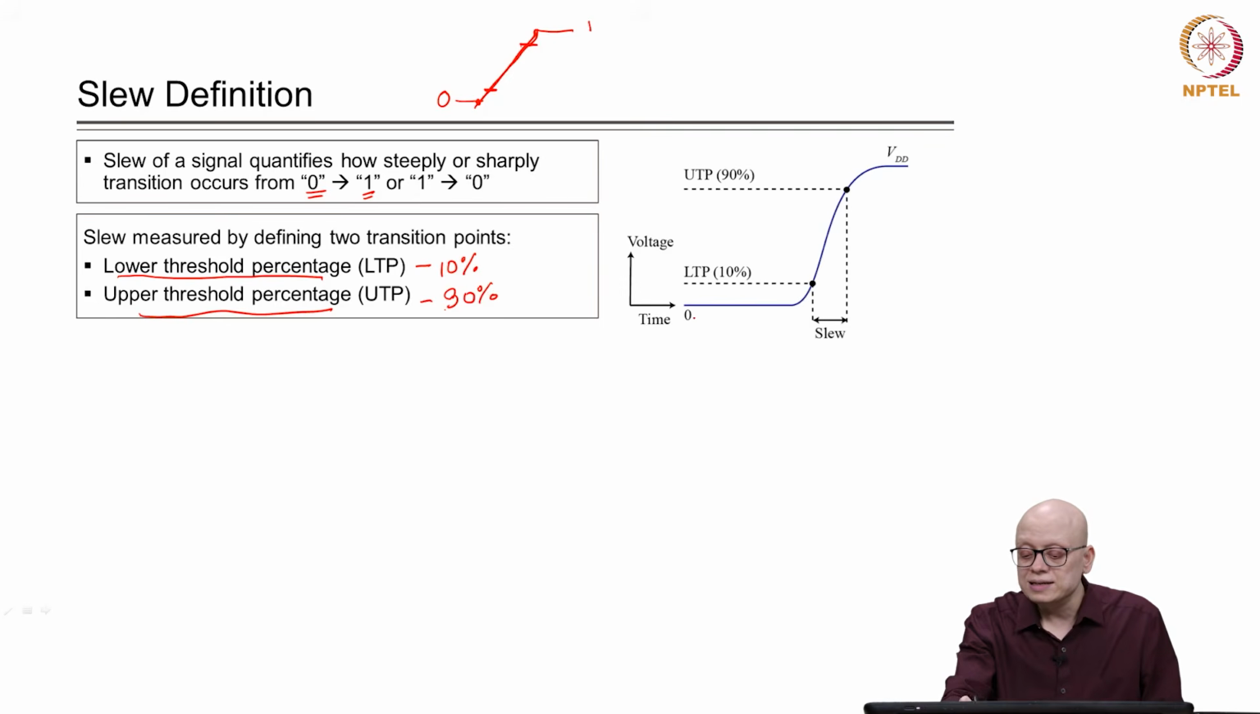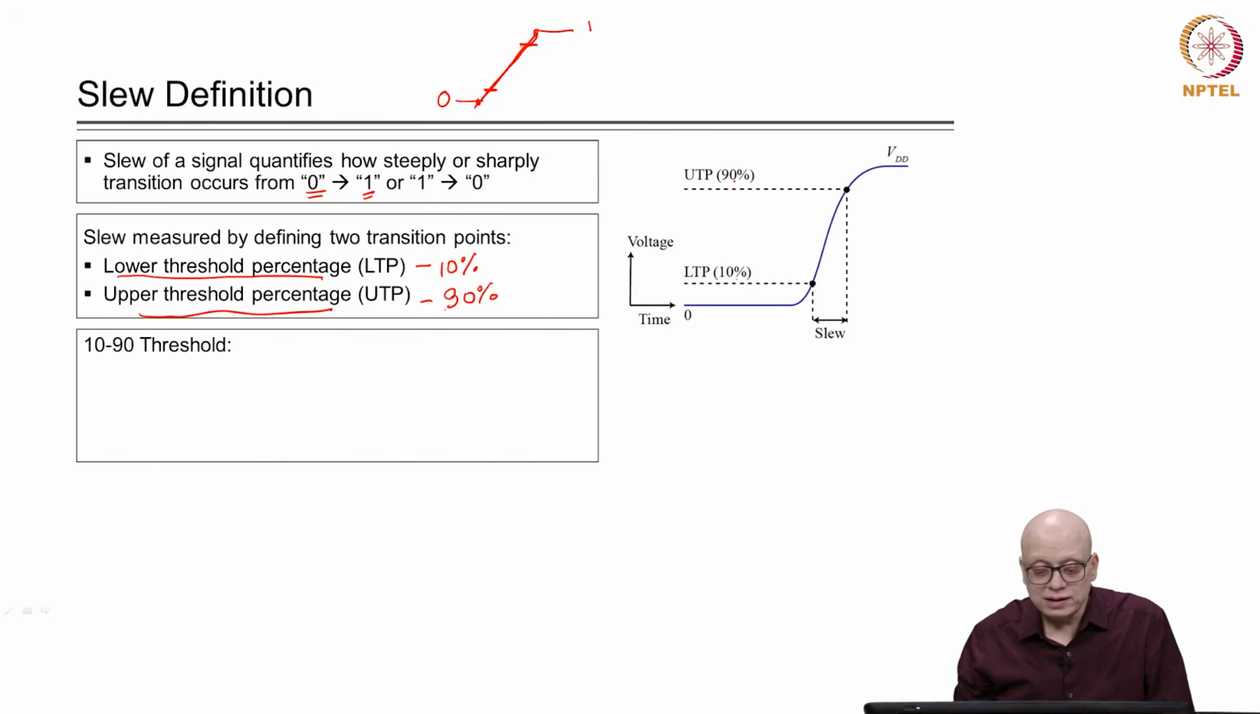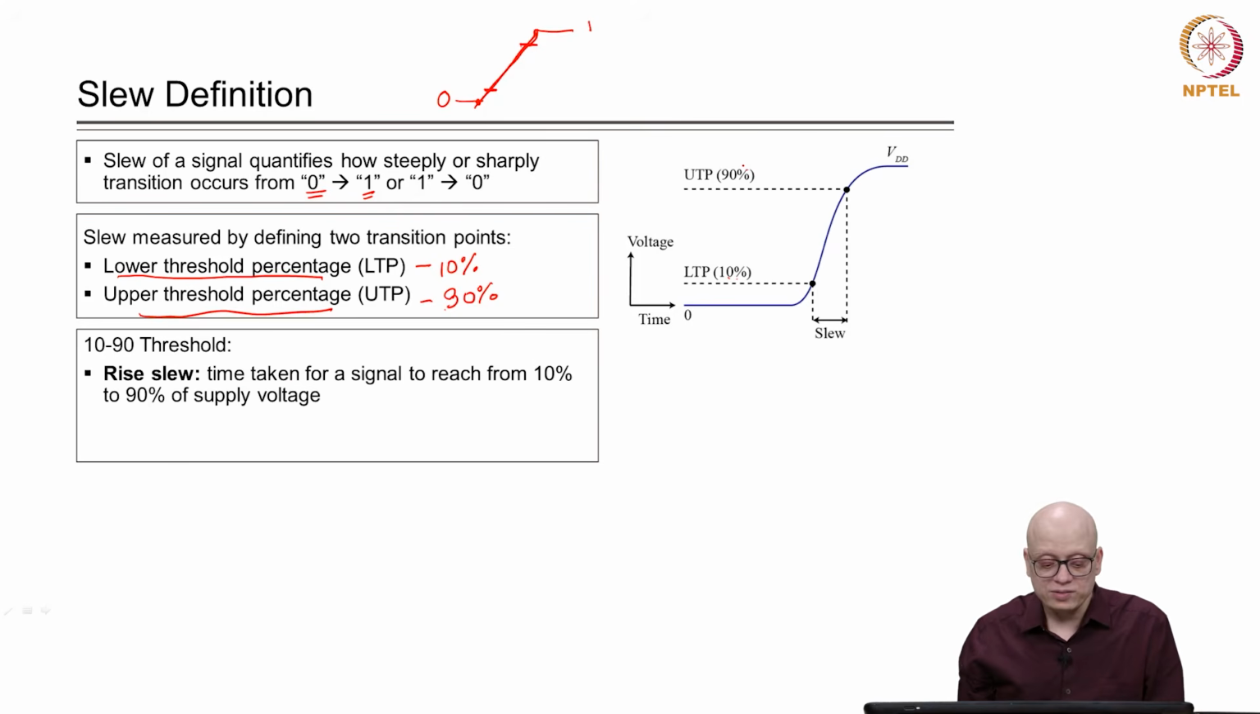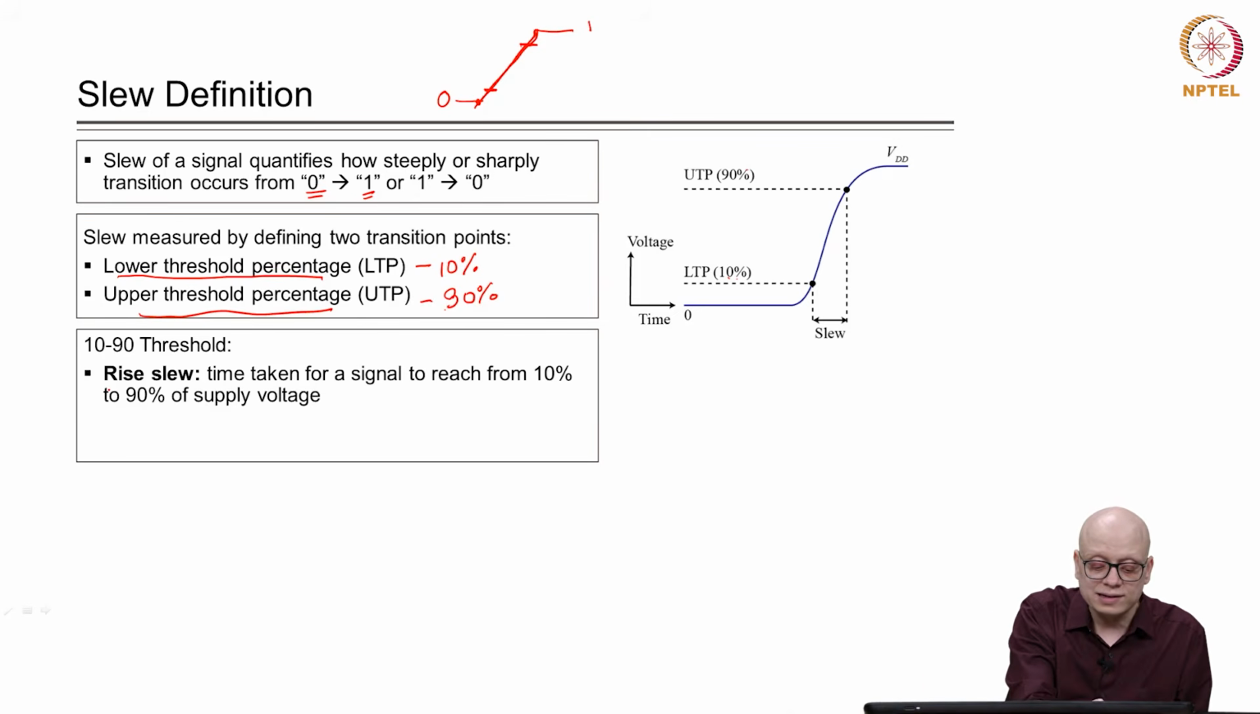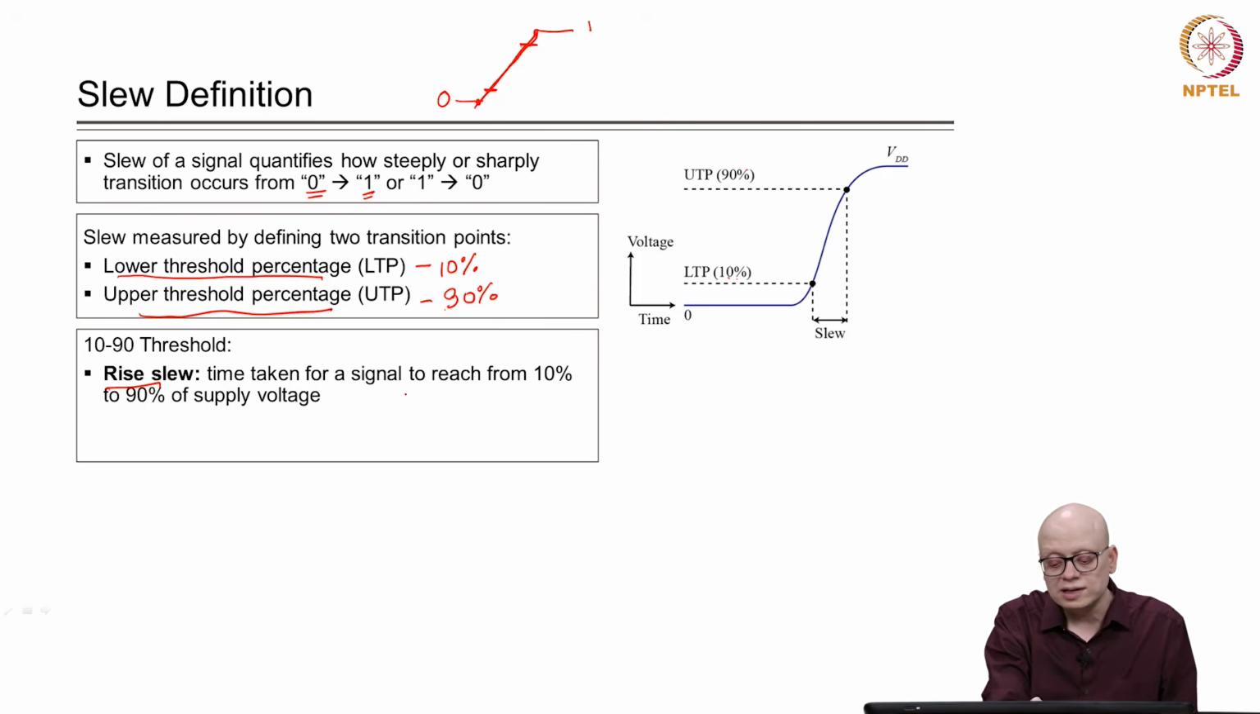So, we say there is a signal and we have chosen during library characterization, say, 10% as LTP and 90% as UTP. Then this kind of threshold is known as a 10-90 threshold, because we take two points, 10% and 90%. Based on this choice of transition points, how do we define slew? The slew can be different for the rising and the falling case. In this case, since the signal is rising, this is a rise slew, and this is the time taken for a signal to reach from 10% to 90%.